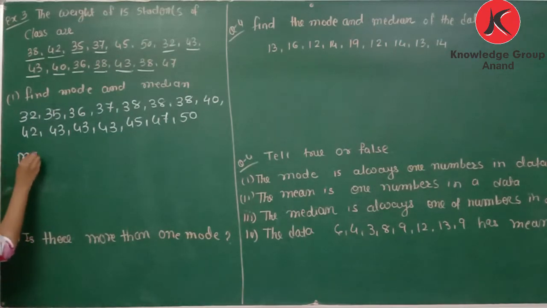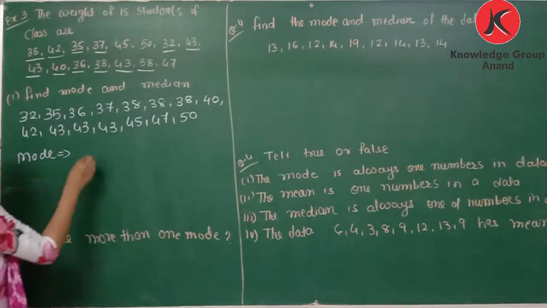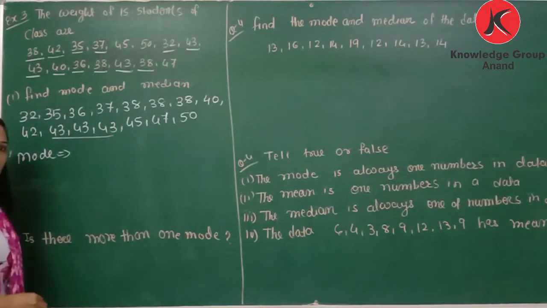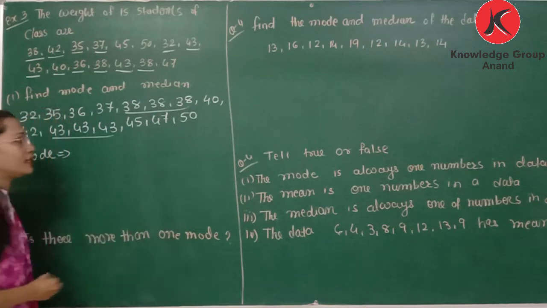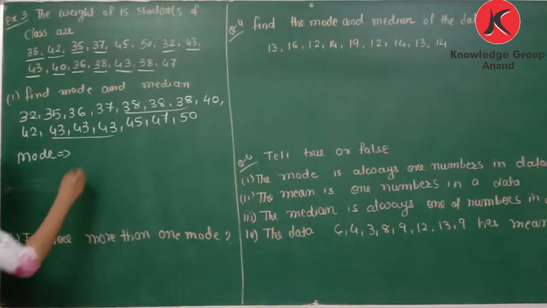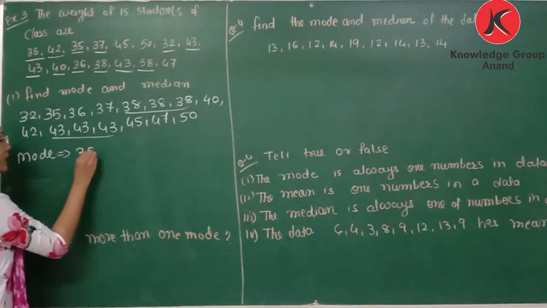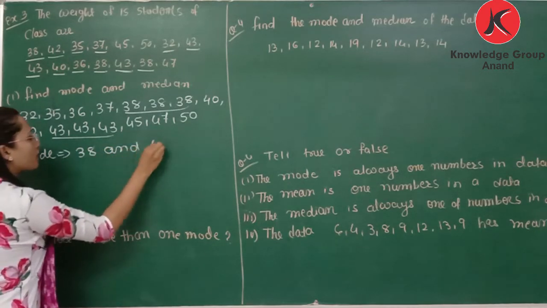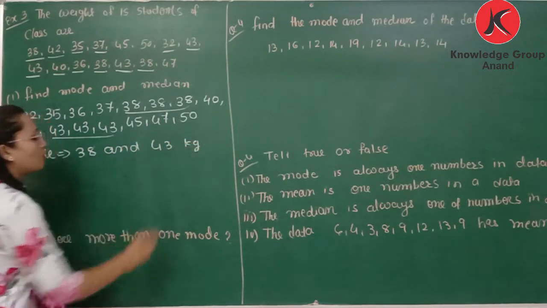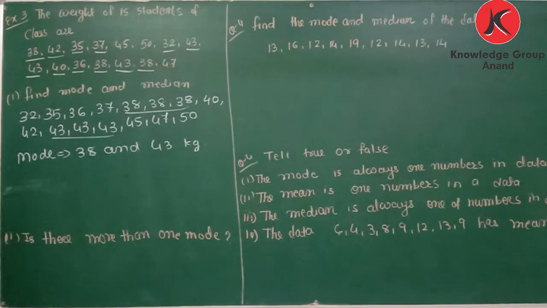Now mode. Again, mode is the maximum repeated value. So which number is maximum repeated? Here 43 is repeated 3 times and 38 is repeated 3 times. So the mode is 38 and 43 kg. Okay, we have two values for mode.